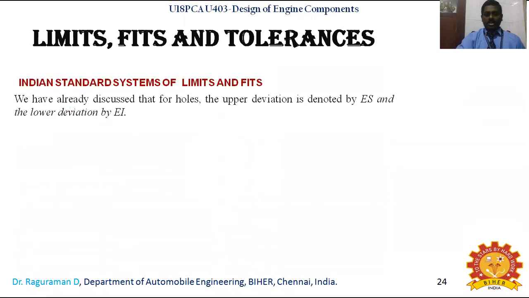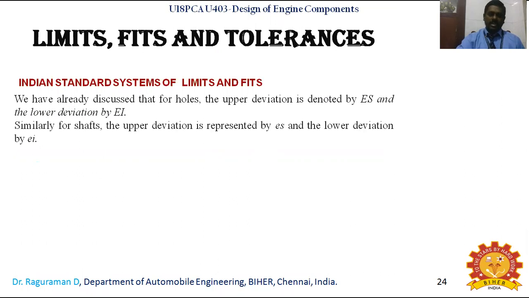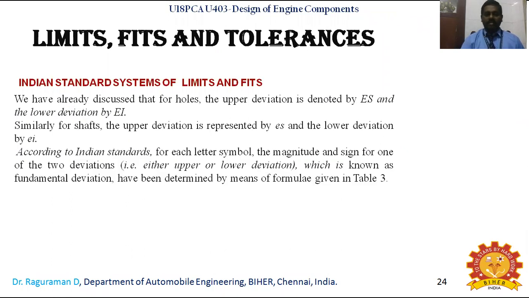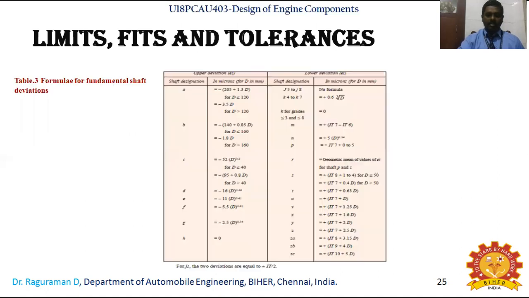So we have already discussed that for the hole there will be upper deviation, capital ES, and lower deviation, capital EI. Similarly for a shaft basis, small es, small ei. So for the case of shaft, you will be having small es, and the lower deviation is small ei. So according to Indian standard, for each letter symbol, the magnitude and sign for the two deviations can be identified with fundamental deviation. That is being formulated in Table 3.